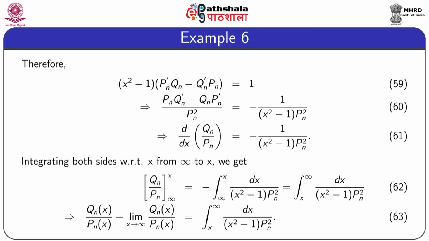which is equal to Qn(x)/Pn(x) minus the limit as x tends to infinity of Qn/Pn is equal to the integration from x to infinity of dx by (x² − 1)Pn², given by equation 63.